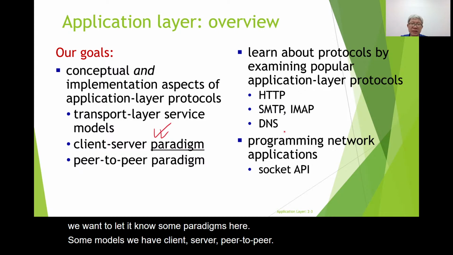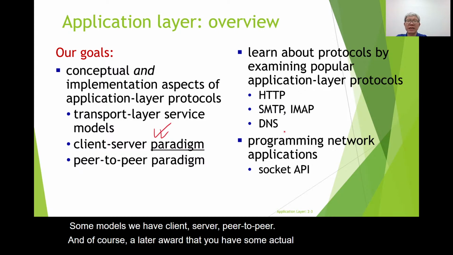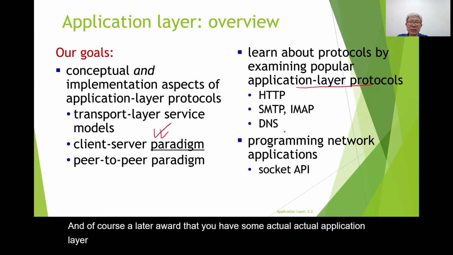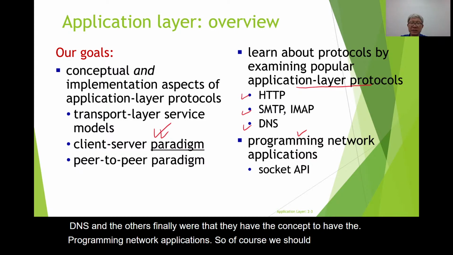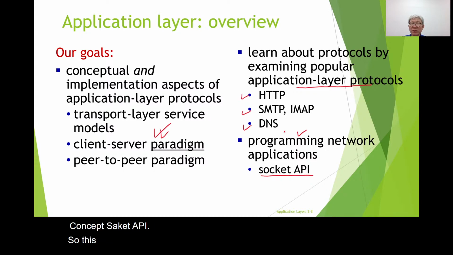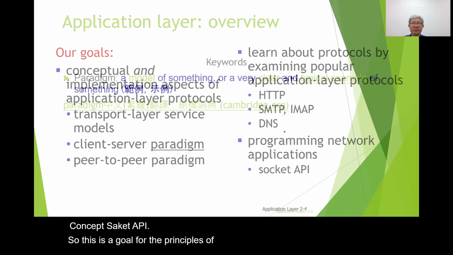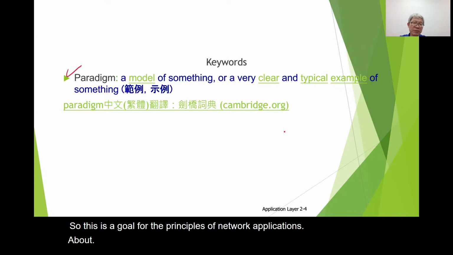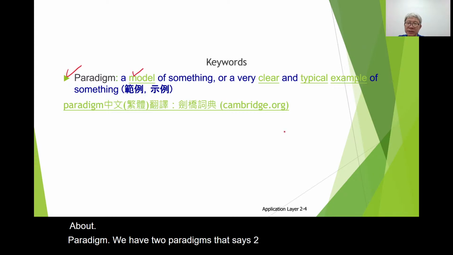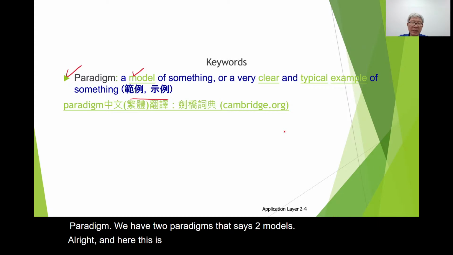And of course, later we will look at some actual application layer protocols, including HTTP, SMTP, DNS, and others. Finally, we will have the concepts for programming network applications, so we should have the concept of the socket API. So this is the goal for the principles of network applications. About paradigms, we have two paradigms, two models.